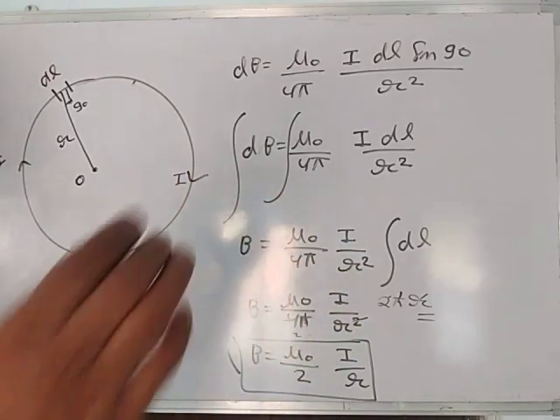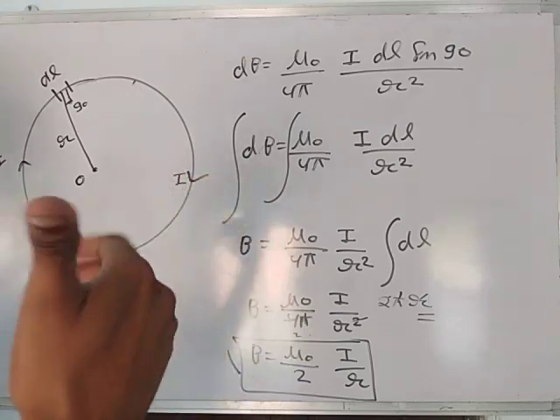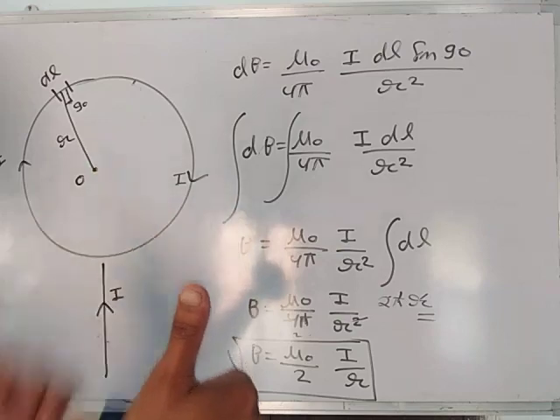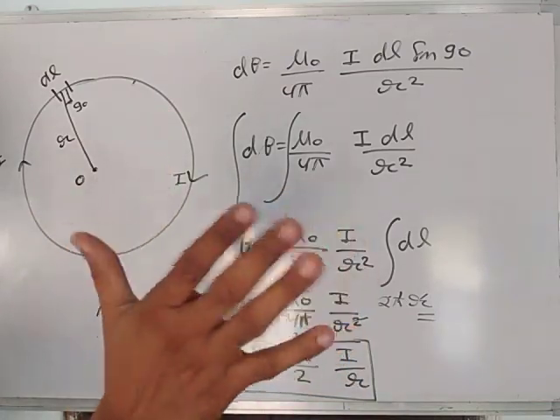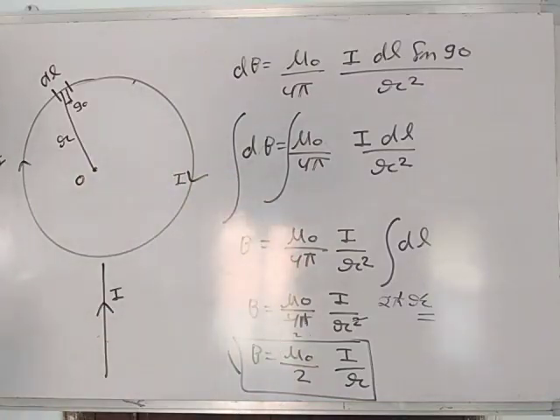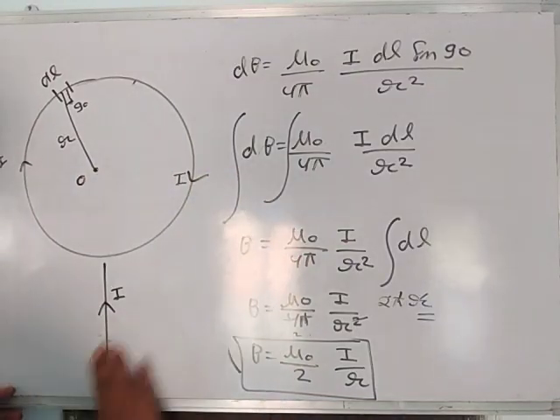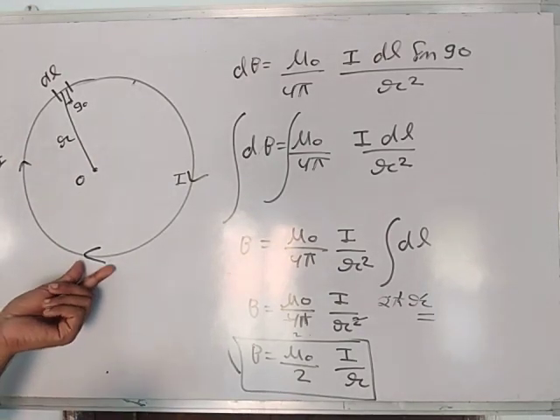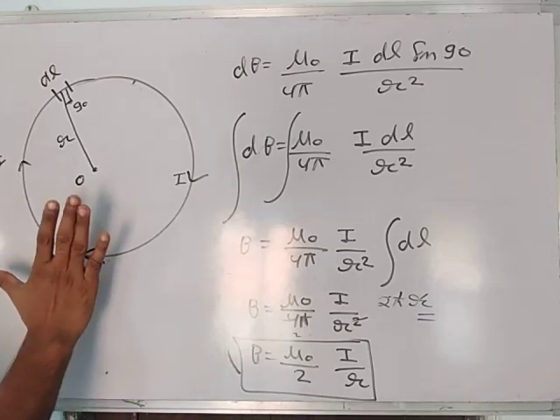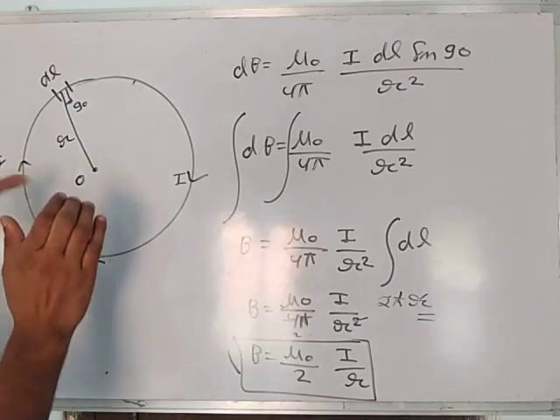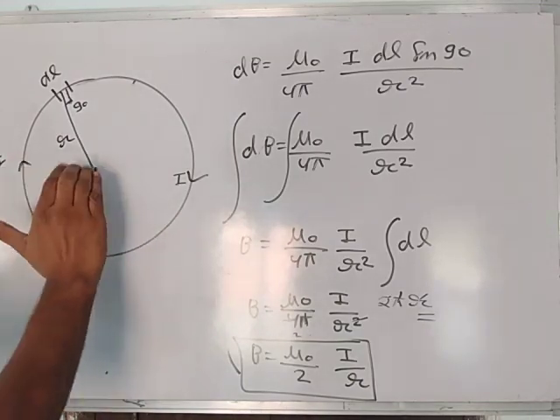Right hand screw rule. You can determine this direction using the right hand screw rule, which says if the thumb gives the direction of current, then the curled fingers will give the direction of magnetic field. The same way, here you can see for this point, consider this point, thumb is in the direction of current and curled fingers are pointing inward, and here the field is inward.